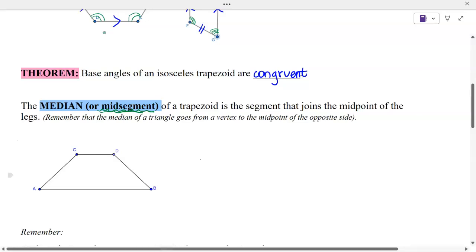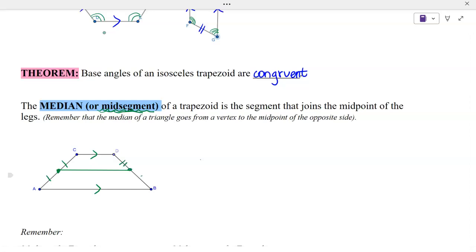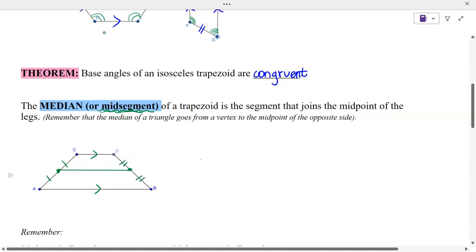So here, again, the median or the mid-segment of a trapezoid, we've got our two bases right here that are parallel, and then we have our legs. And this median or mid-segment is going to join the midpoints of the legs. So here I'm going to draw this segment that I'm going to show on my figure that joins the midpoints of the legs. I'm going to call the midpoint of AC point M and the midpoint of BD point N.